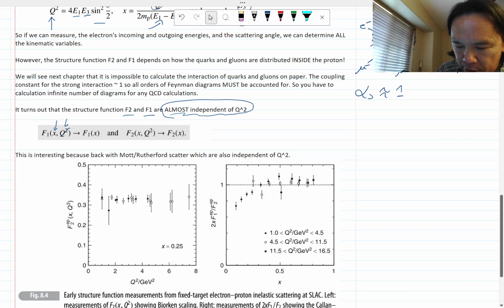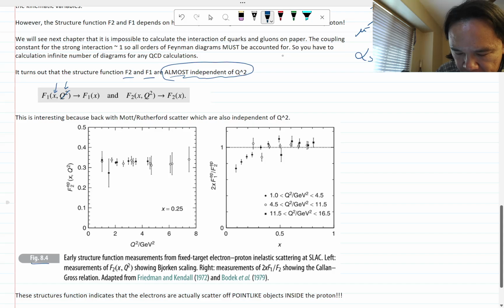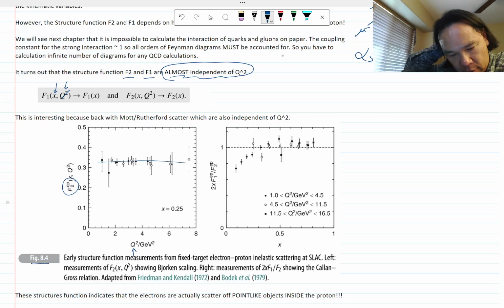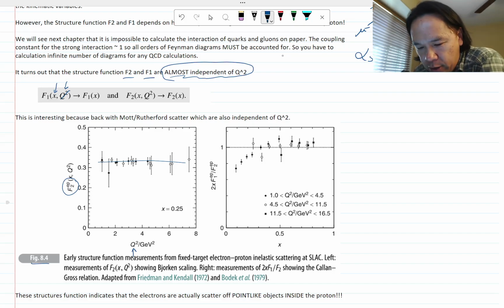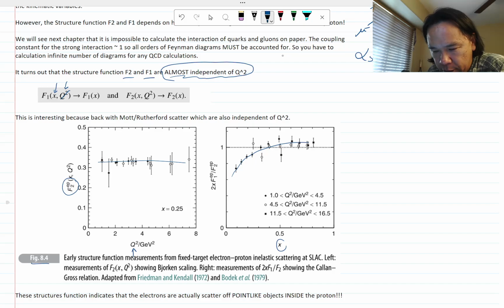I'm going to show you the plot down here from figure 8.4 from the book. This plot shows the structure function that they're able to measure as a function of q squared. You notice that it's almost flat. It's like, wow, that's pretty nice. It is not flat as a function of x, so there's an increase as you increase x. And we're going to see what x represents soon.